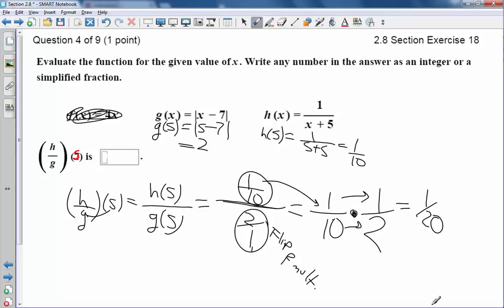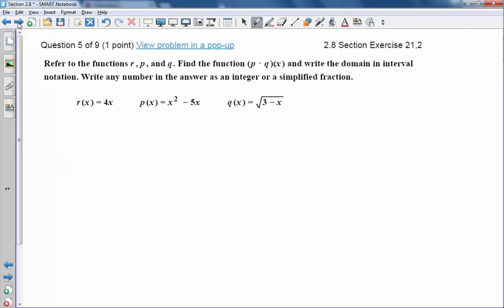You had 1 slice out of 10 slices of pizza, and you are dividing it by 2. Of course, you will have 1 over 20 less pizza, not more pizza like 1/5, right? That's the reason. Okay, so this is where we're going to start today. Tomorrow we will take a look at domain and composition of functions.